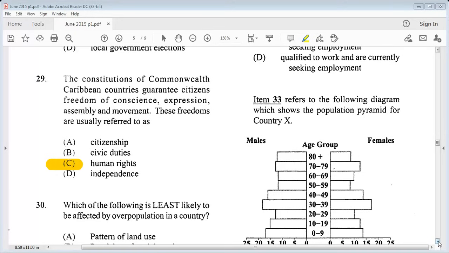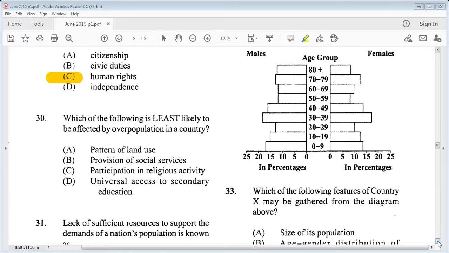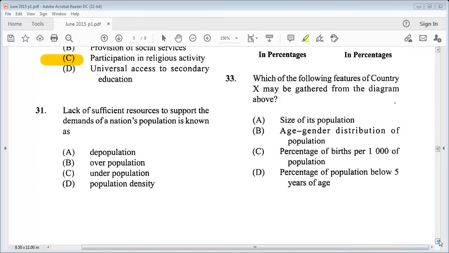30 says, which of the following is least likely to be affected by overpopulation in a country? So all of them are likely, but the one that is least likely is C, participation in religious activities. 31 says, insufficient resources to support the demands of a nation's population is known as, our answer is B, overpopulation. Let's go on to 32.